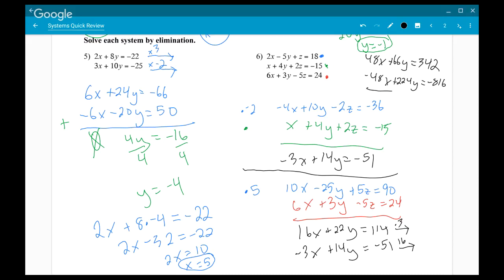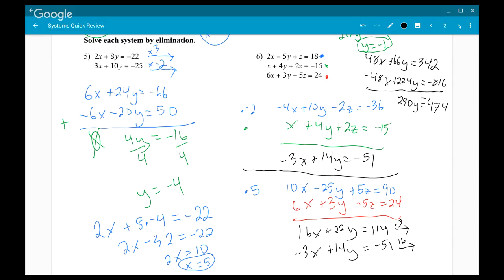All right, now we're going to add these together, okay? So we get for this one 290y. Yikes, that's a pretty big number. And then 816, or negative 816, excuse me, and positive 342 combine to negative 474. That's not great. That means I screwed up somewhere. That's unfortunate.